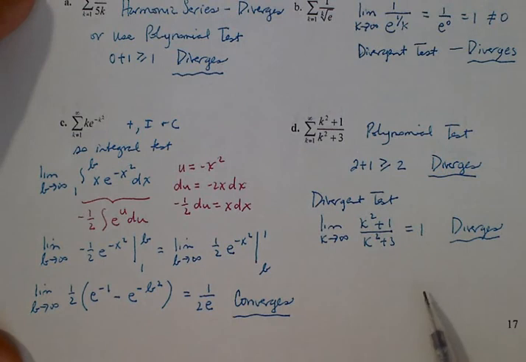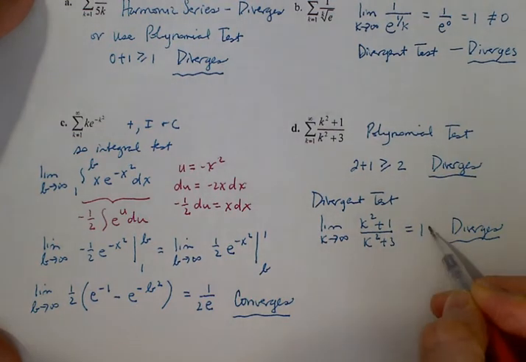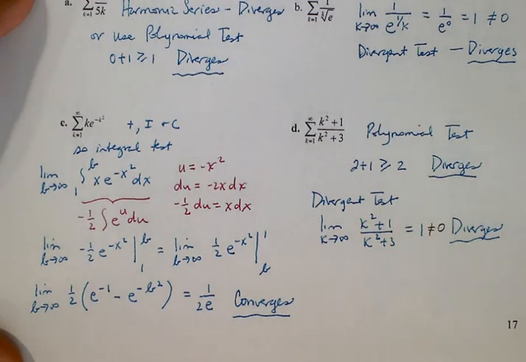And then the last one, I use the polynomial test. So I have 2 plus 1 is greater than or equal to 2, so it diverges. I can also use the divergence test on this and take the limit of the kth term as k goes to infinity, and it equals 1, which does not equal 0. So that means it diverges.